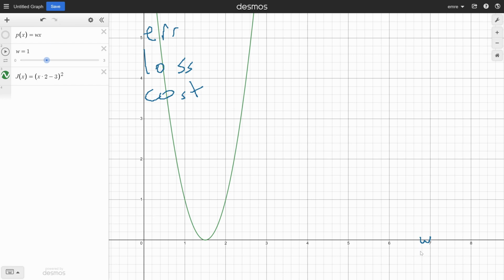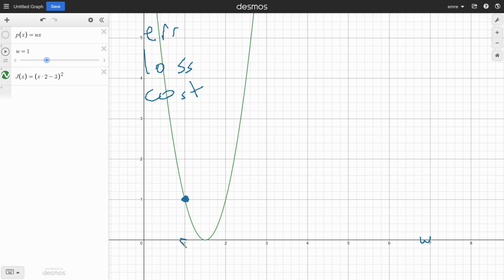Now for any given value of W, we will try to find the direction that will decrease this function, the error. For example, in our case, the initial value of W is 1. You can think of it like we dropped a ball at this point, and by the help of gravity, the ball will try to reach the lowest point of this graph.